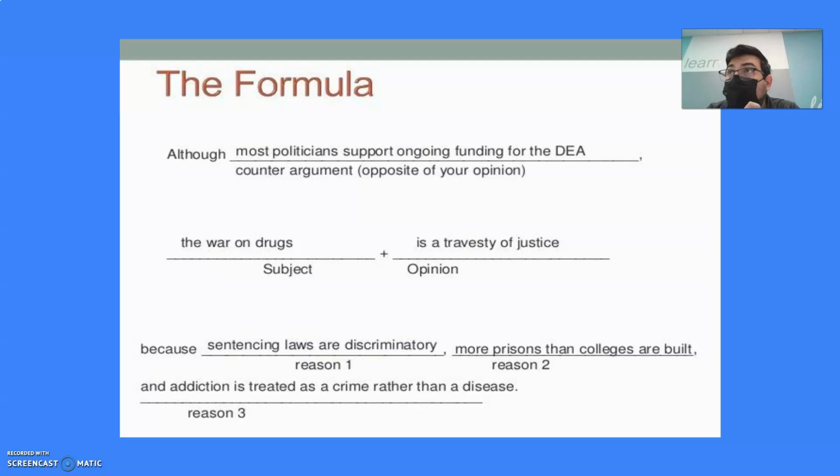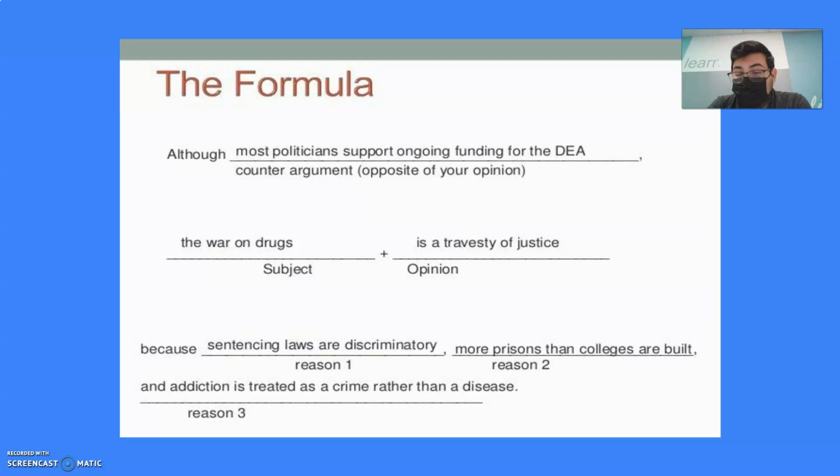So if you're saying ice cream is delicious, the counter argument would be that ice cream is not delicious. And you would have to think, why would someone think ice cream isn't delicious? Oh, they don't like how sweet it is. Oh, they don't like how cold it is. Things like that. That's what a counter argument is. The subject and opinion: the subject would be ice cream, opinion would be is delicious.